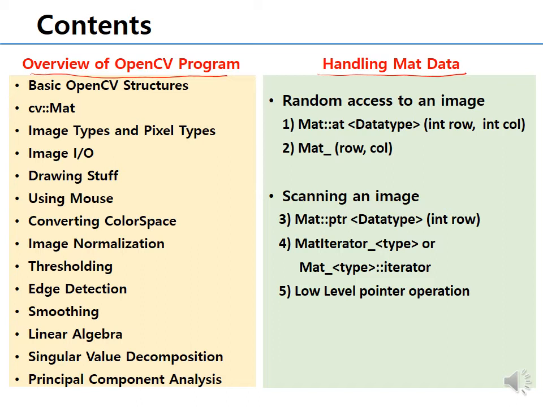The overview of the OpenCV program includes, first, the basic OpenCV structures such as point and rectangle, and second, the OpenCV Mat that handles the image data. Third, the explanation of image type and pixel type, and the image input and output, and drawing things such as circles or rectangles above the input image.